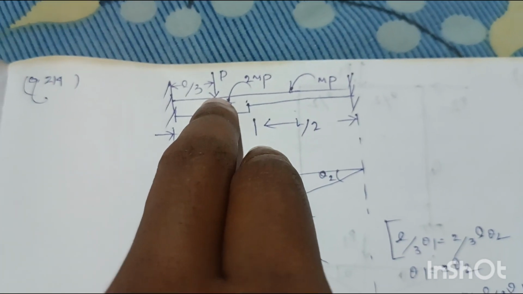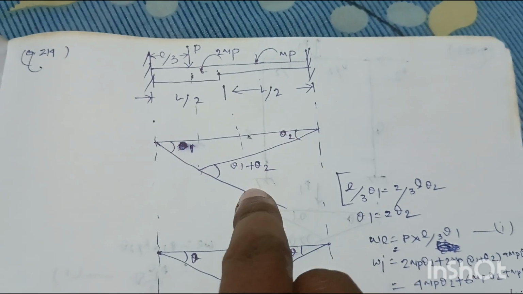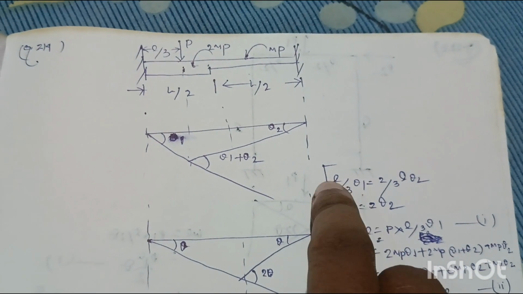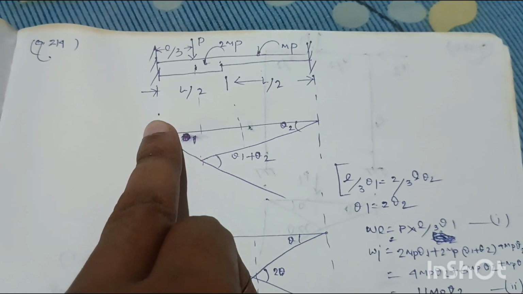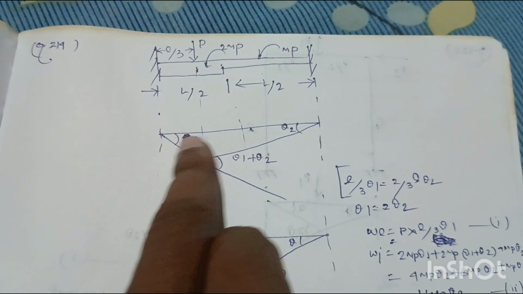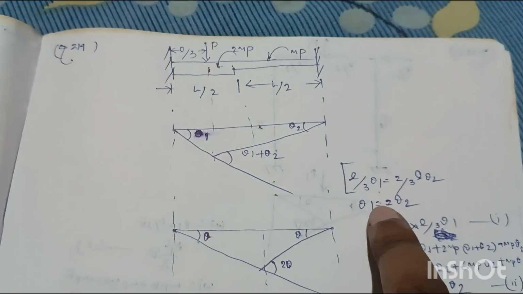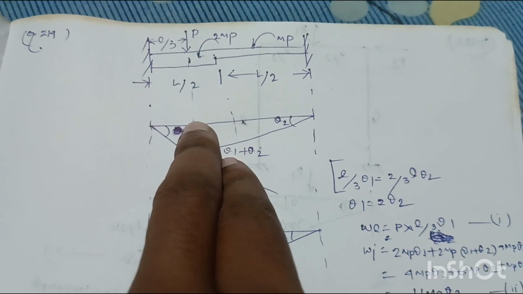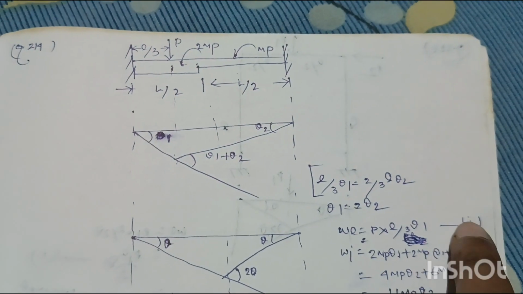Under this load, when plastic hinges form, the collapse diagram will be like this by beam mechanism. This angle is theta 1, this angle is theta 2. So this angle will be theta 1 plus theta 2 by the geometry. We can also write, to the left of this load, the deflection will be L by 3 into theta 1, which is equal to, to the right of this load, 2 by 3 L into theta 2. So we will get theta 1 equal to 2 theta 2. External work done will be equal to load into deflection. So load will be P and deflection L by 3 into theta 1. Suppose that is equation number 1.